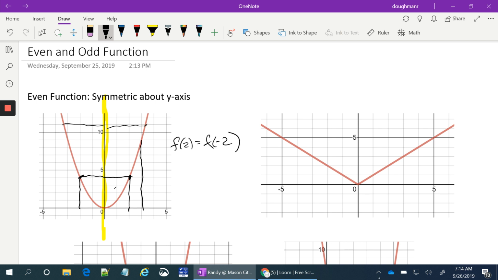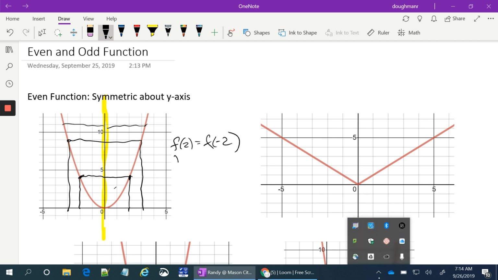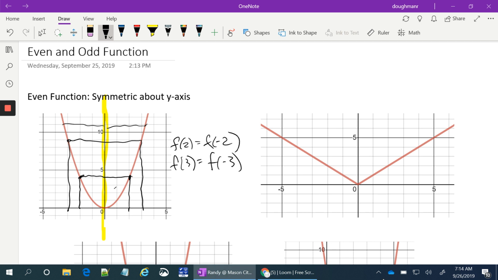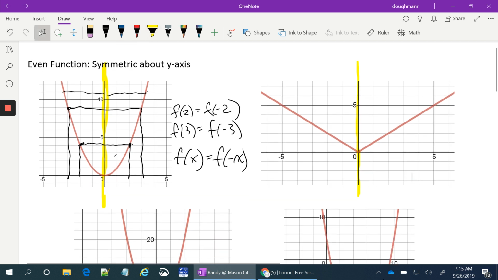If I put in 3, I get the same output as if I put in -3. So f of 3 equals f of -3. In general, the function value at any value x is the same as the function value at the opposite. Another basic here is the absolute value function. Notice I've had to draw a mirror right on the y-axis. It is symmetric about the y-axis.